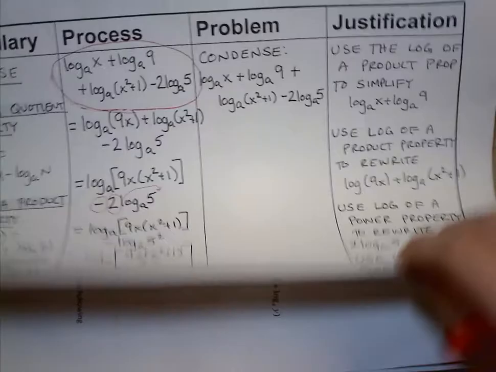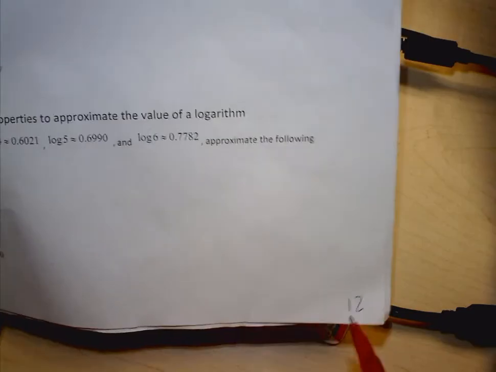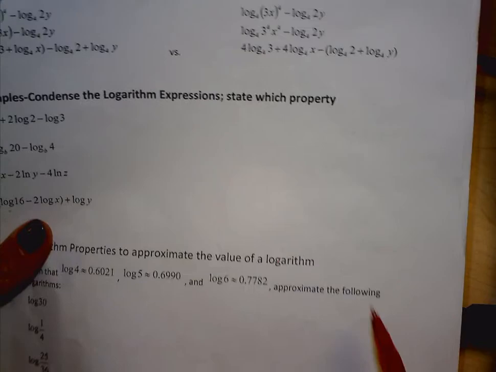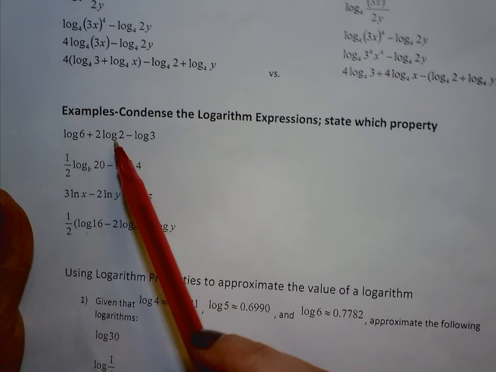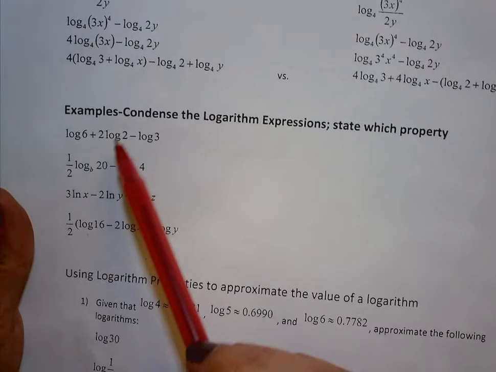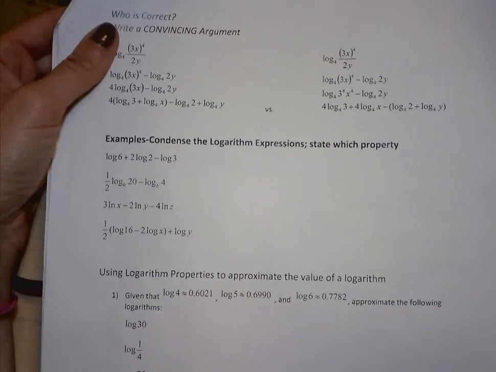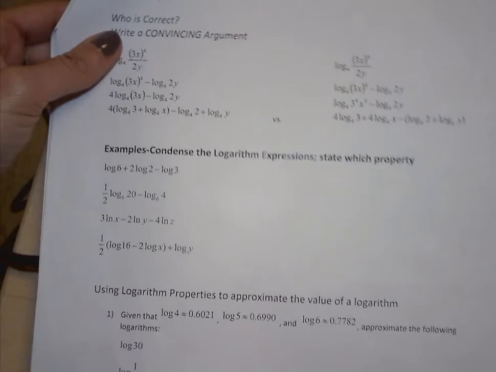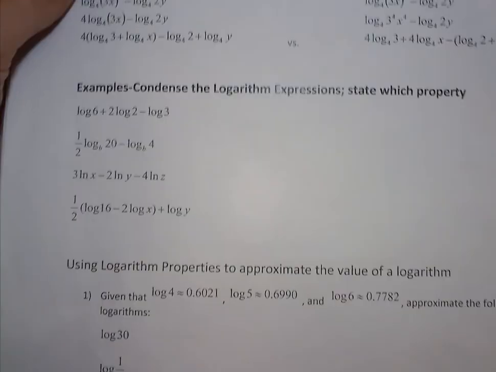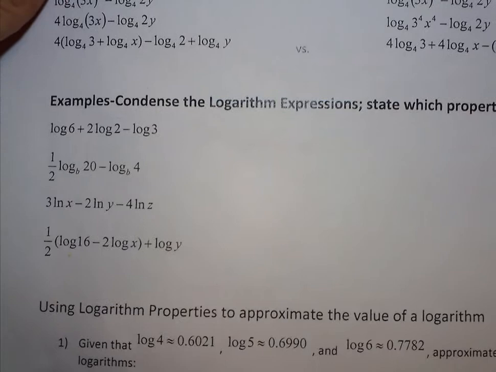Let's turn the page over to page 12. So I'm on page 12, and I'm in the middle of the page. I'm going to go over these 4 examples on how to condense logarithms. So going over the first example here, let me zoom in so you can see it a little bit better.